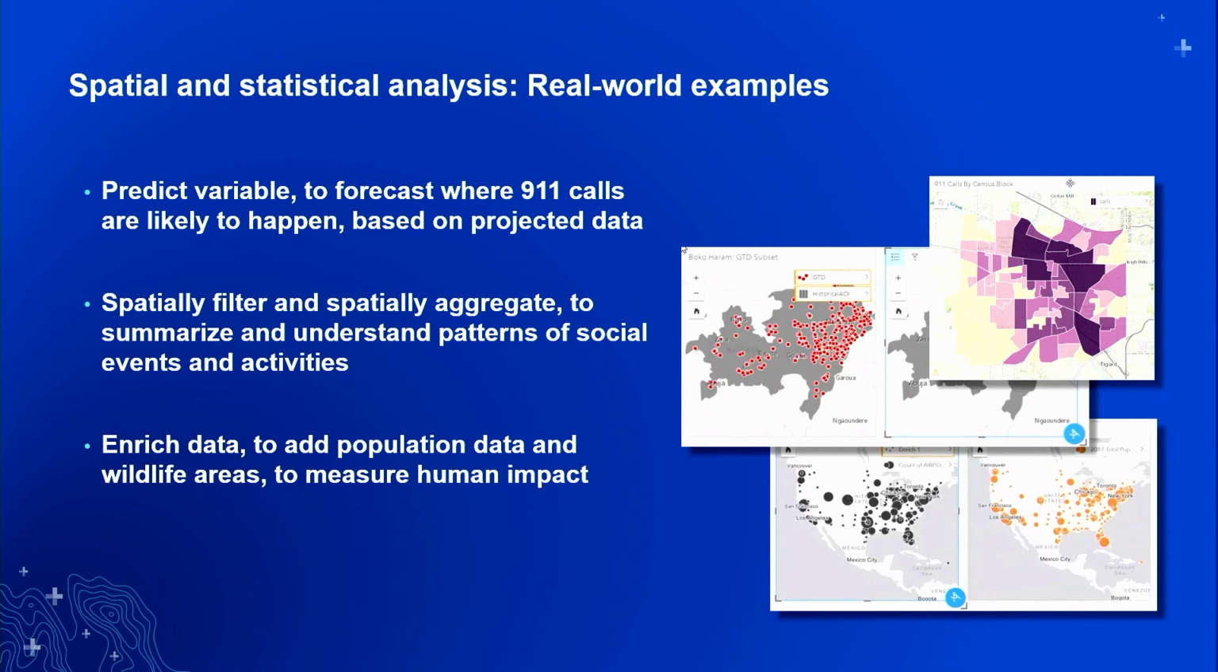So some examples of analysis, just real quick. If you wanted to understand where 911 calls are happening, and then based off of that, what's likely to happen in the future based on knowing how other variables change. Next, you can spatially filter and aggregate events and gatherings to understand where things are happening, why, what's the pattern, and even enrich population data and see where the human impact is, valuable for understanding the impact on wildlife.